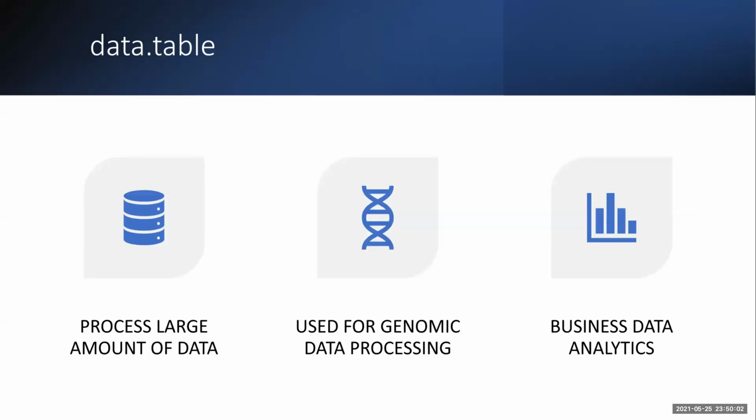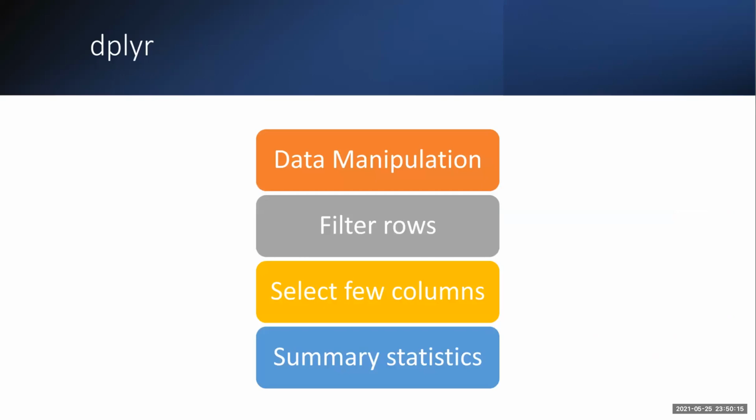The package data.table can be used to process large amounts of data. It can be used to process large amounts of genomic or business data, which otherwise can be quite difficult to process. Dplyr is another important package in R. It is mainly used for data manipulation. This data manipulation can be in the form of filtering some rows for analysis, selecting a few columns and leaving others, and presenting summary statistics in effective ways.